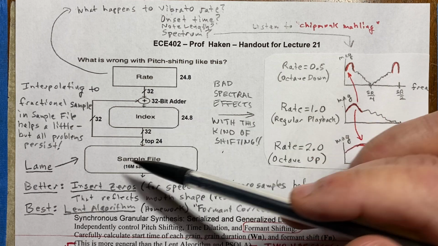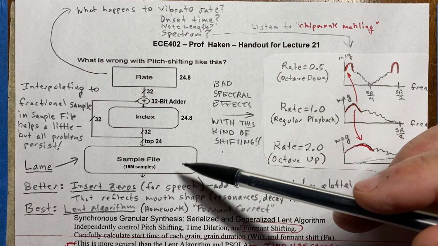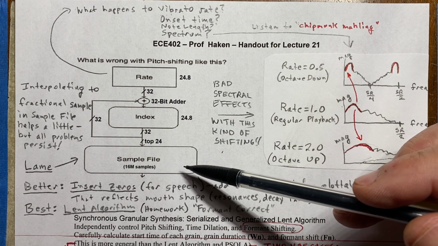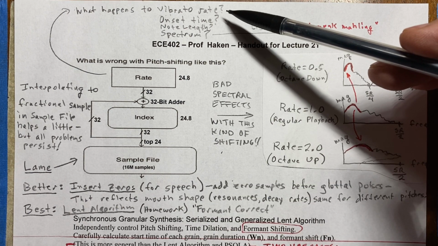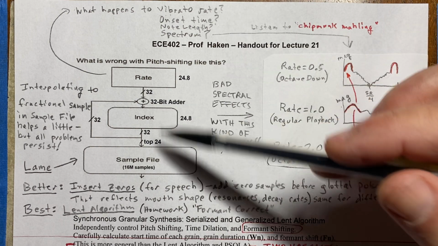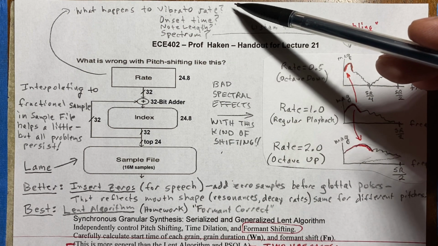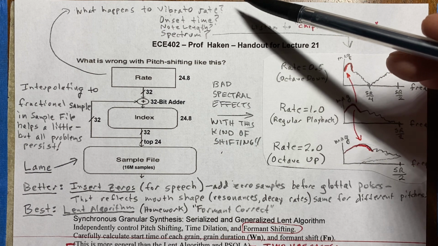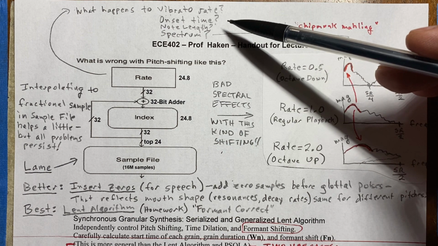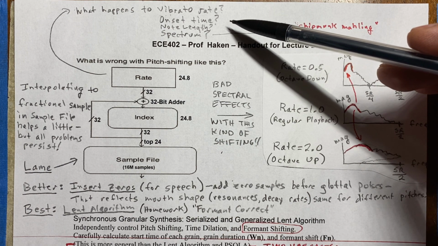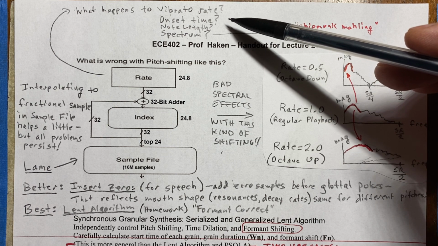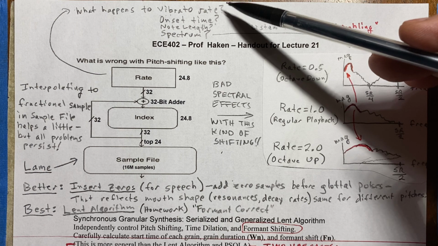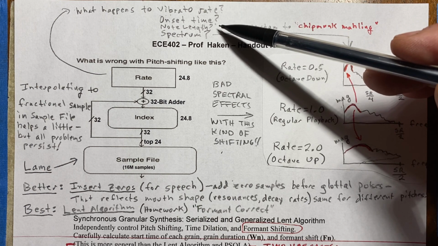Well, that means you'll go through the file twice as fast, and hey, it'll be an octave up. But lots of things go wrong with that. It'll be an octave up, but as it says up here, what happens to the vibrato rate? If you step through it twice as fast, any vibrato that's present in there is going to be twice as fast. What about the onset time? Well, if you go up in pitch, then your onset time, your attack time, is going to speed up, which is undesirable. Just because you're playing higher pitch doesn't mean you want to have a faster onset or a faster vibrato. What's going to happen to your note length?